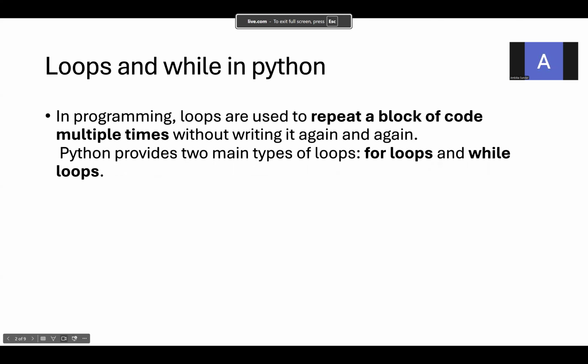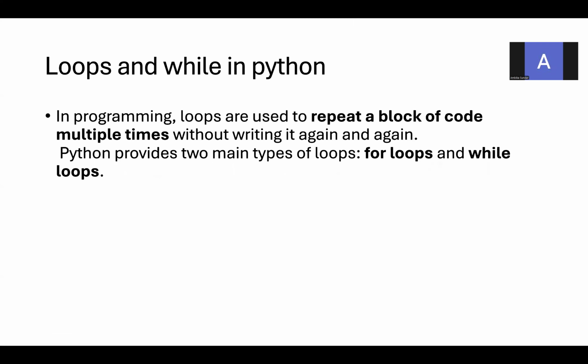Hello everyone. Today we are going to learn about loops and conditional statements. In particular, loops: the for loop and while loop in Python. In programming, loops are used to repeat a block of code multiple times without writing it again and again. Python provides two main types of loops, called for loop and while loop.